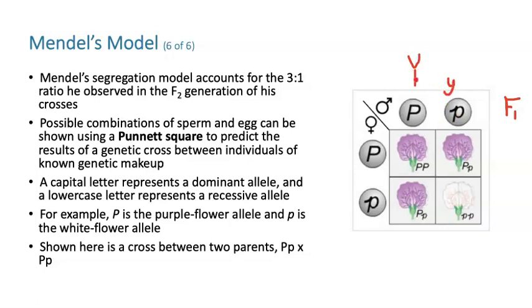We always use big letters for dominant and little letters for recessive. It doesn't matter really what letter you use, as long as you can tell just by looking at them if it's a dominant allele or a recessive allele. So big letters for dominant and little letters for recessive. So if you put those gametes into a Punnett square and you say, oh, well, what if this sperm meets up with this egg? What kind of offspring would you get?